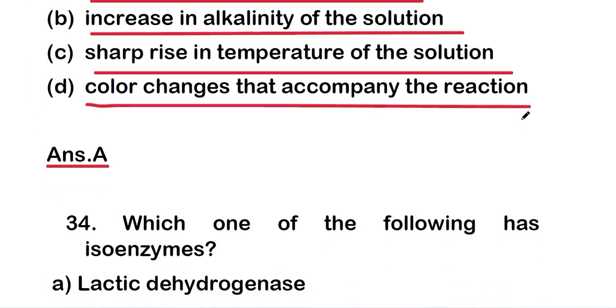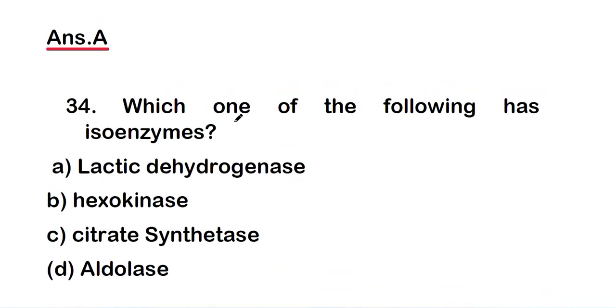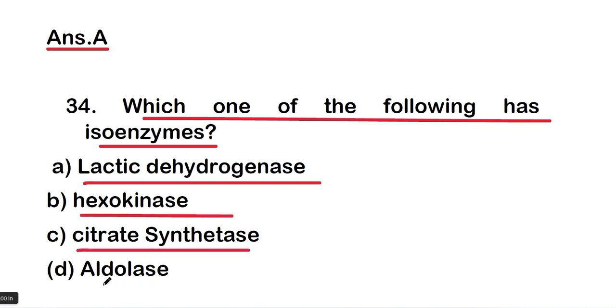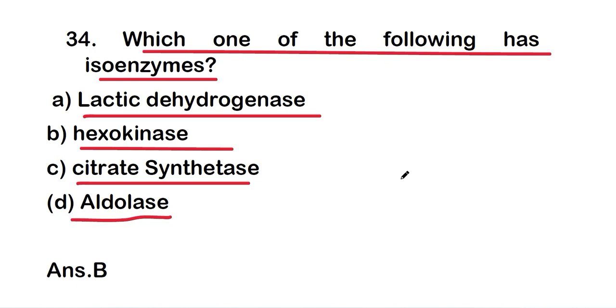Okay, so let's move on to the next question. Which one of the following has isoenzymes? And the options are option A, lactic dehydrogenase, option B, hexokinase, option C, citrate synthase, and option D, aldolase. And the right answer about the isoenzymes is option B, that is hexokinase. So hexokinase has isoenzymes.